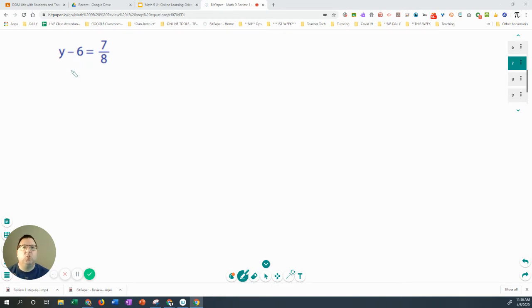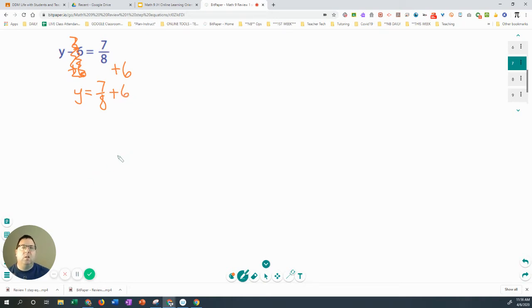So we have subtract 6. What's the opposite of subtraction? Yes, it is addition, okay? And so whatever you do to one side, you're going to do to the other side, okay? So what happens here? Well, you get a nice little zero pair. In other words, the 6's cancel, which is what's supposed to happen. And then on the right, you have 7/8 plus 6, okay?